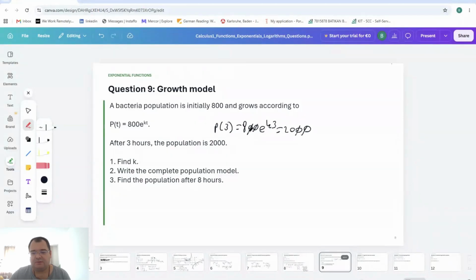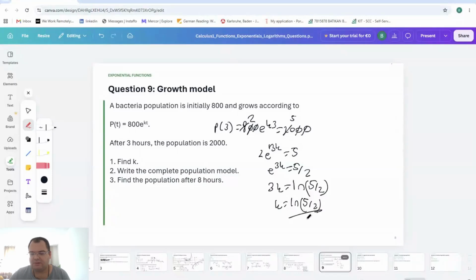So we can simplify this one. When you divide by 400, you have 2 here, so 2 times e to the 3k equals 5, and e to the 3k equals 5 over 2. You can now take the ln of both sides in order to leave k alone. ln of e to the 3k equals ln of 5 over 2. 3k you can put to the side of the ln e, so ln e will be simplified. You will end up with 3k equals ln 5 over 2, so k will be ln 5 over 2 divided by 3.